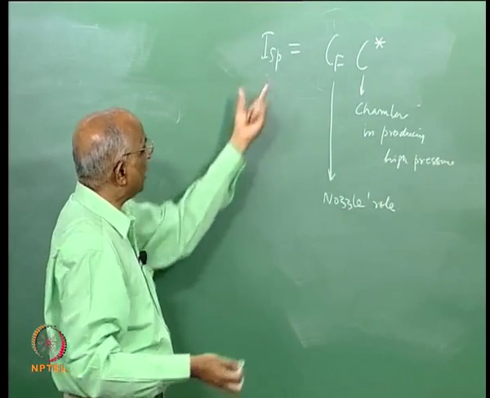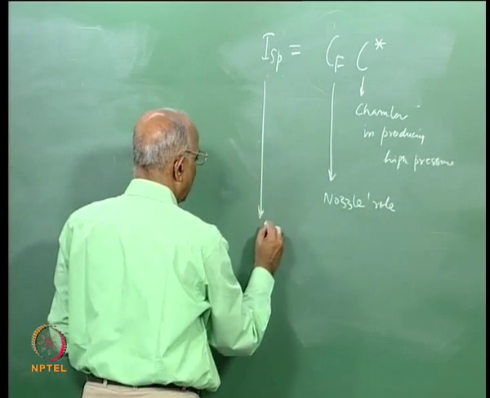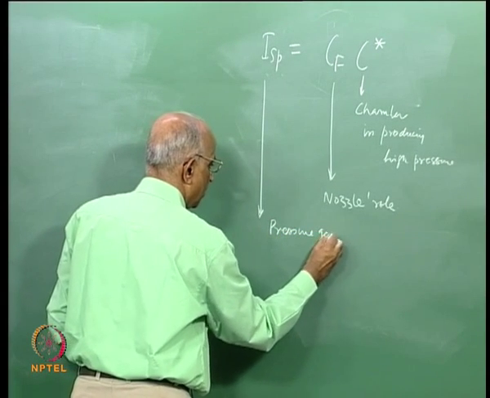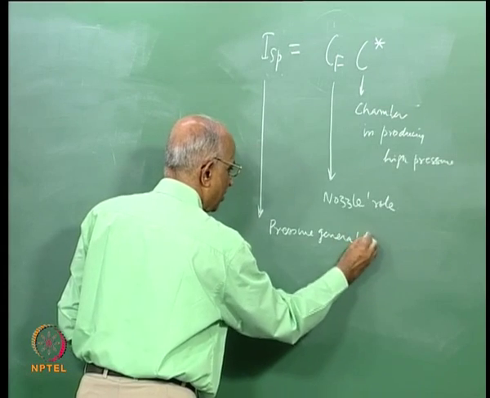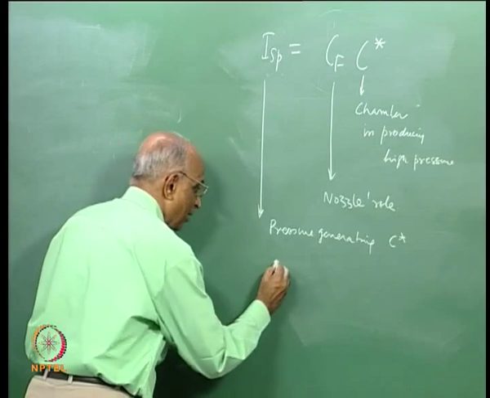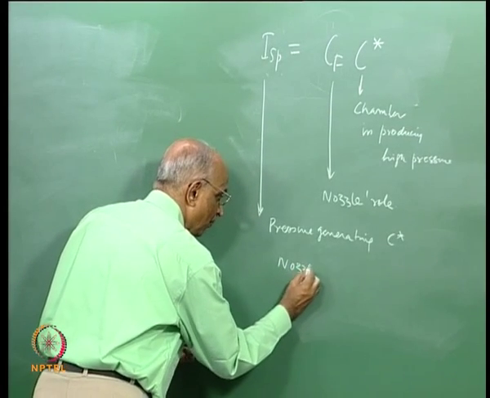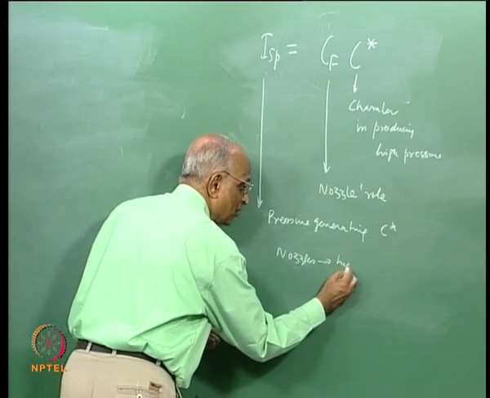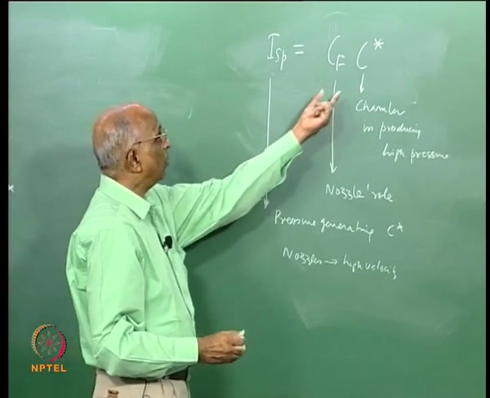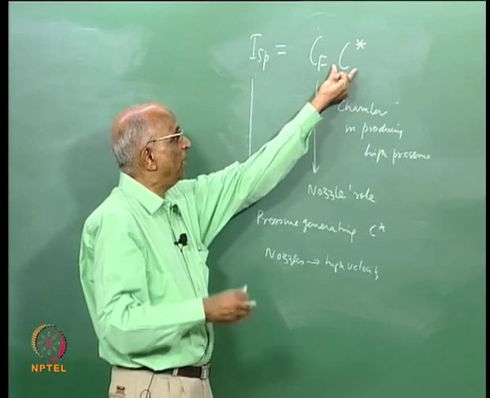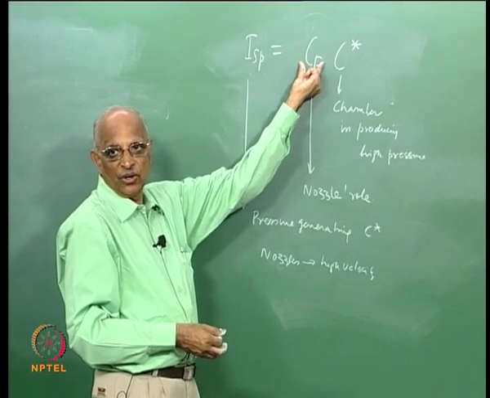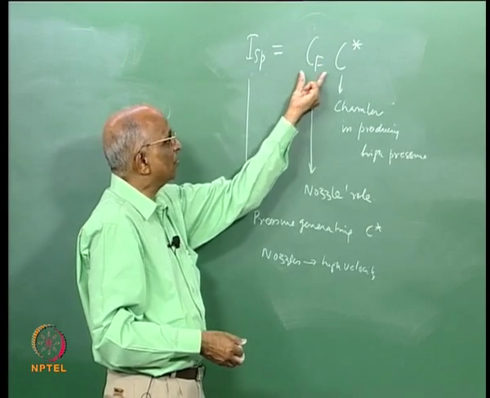Therefore, you have a composite index. Therefore, ISP is a product of pressure generating capacity in the rocket. And how is pressure generated? Through C star, whereas once the pressure is generated, the nozzle helps you to generate the high velocity, high jet velocity. Therefore, you have both the chamber capacity, that is a propellant to generate hot gases, and Cf, which means the effectiveness of the nozzle. Therefore, ISP is equal to Cf times C star.